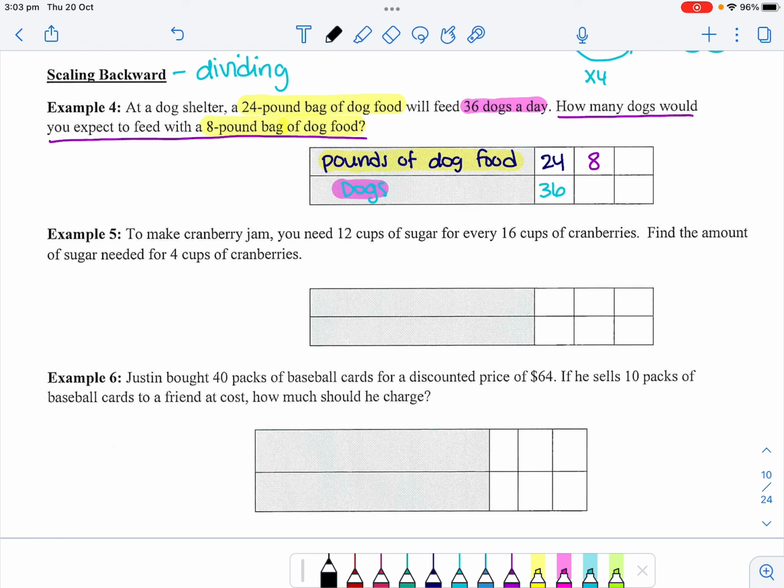So now this time I notice that from 24 to 8, my value is going down. I'm scaling backward, which means that I'm dividing to get from the first value to the second value. So here I'm going to divide by 3, and if I do it to the top, I must also do it to the bottom, and 36 divided by 3 is 12. So I'm going to say 12 dogs.